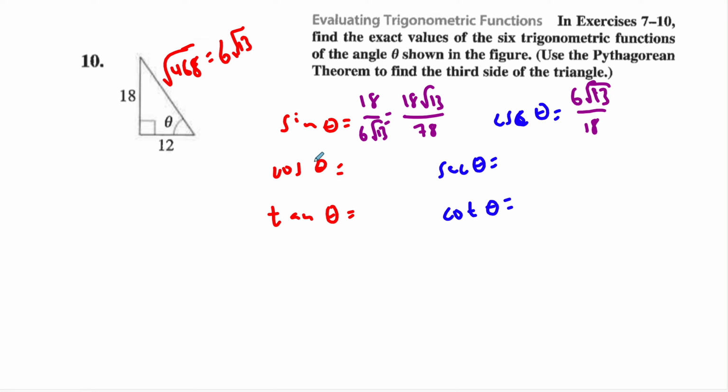Cosine, similar, except it's going to be 12 over 6 root 13, which means I'm going to have to rationalize it as 12 root 13 over, well, 6 times 13, we already know is 78. Here, I'm just going to flip the original, so it's 6 root 13 over 12. Thankfully, 18 over 12 is reducible, but I'm just going to leave it, meaning this is 12 over 18, and that's it.